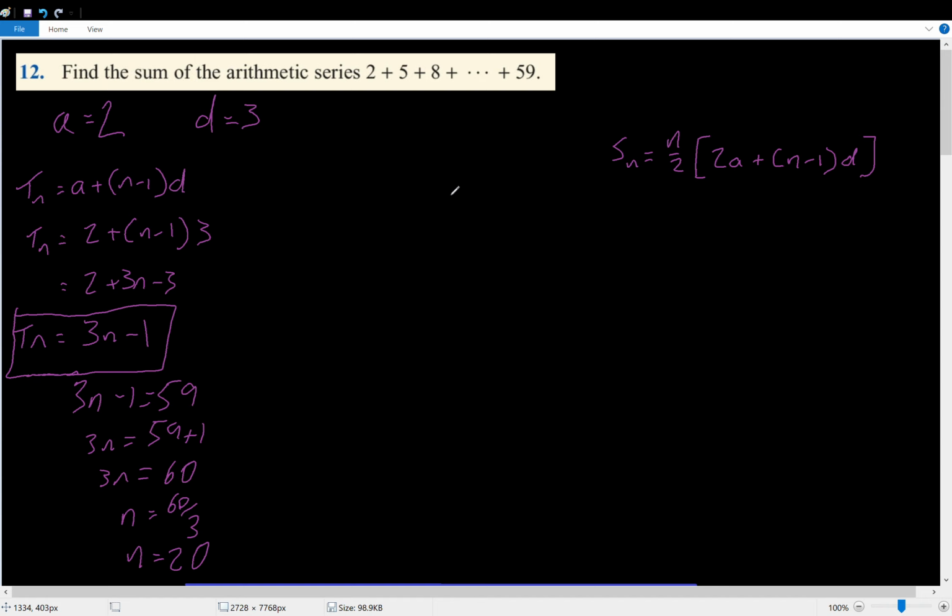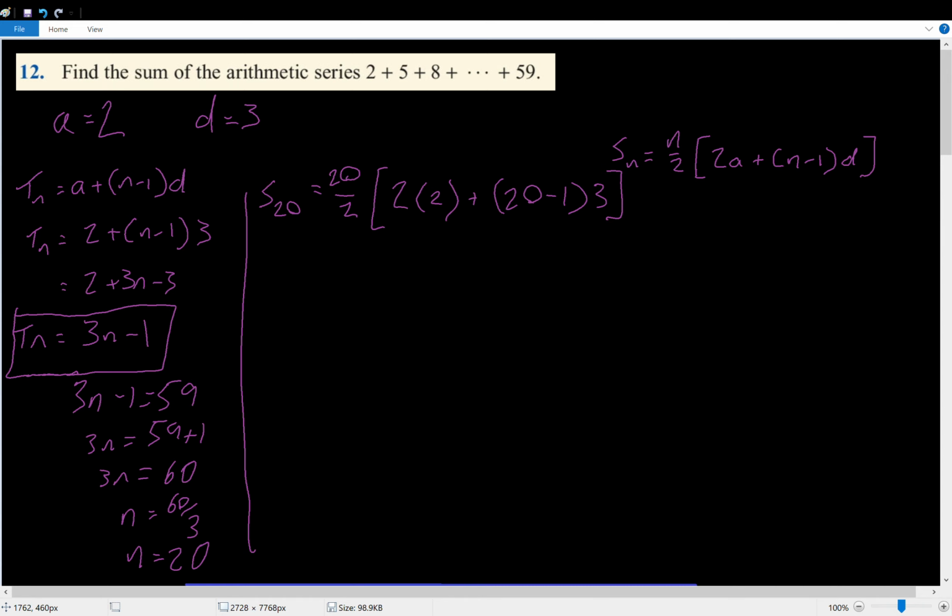Which means in order to find S20, which is what we've been looking to find, we can now use this formula over here on the right, along with our a and our d from the top. So it's going to be 20 over 2 multiplied by 2 times 2 plus (20 minus 1) multiplied by 3, like that. So we just use this formula on the right and we subbed in our values for a and d and our value for n that we found out here on the left.